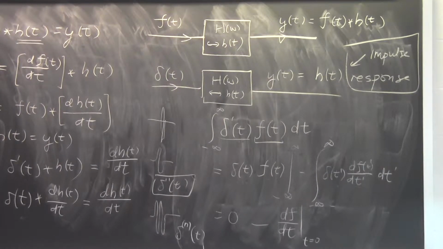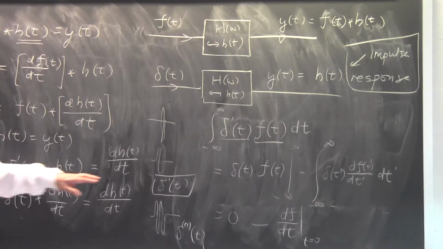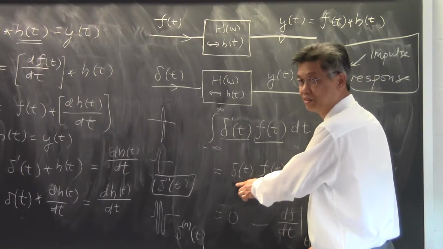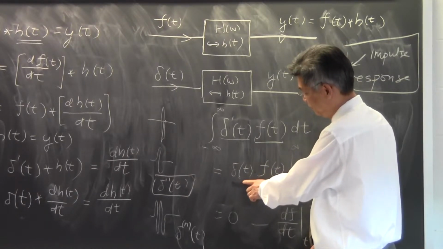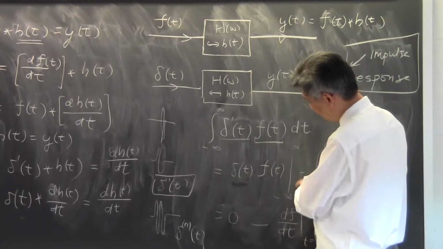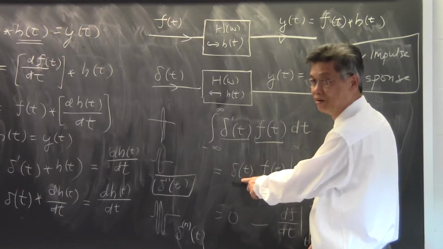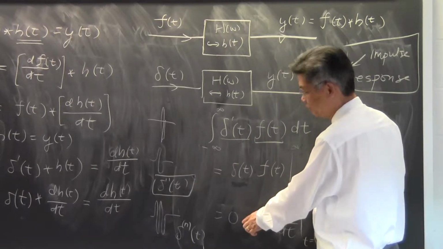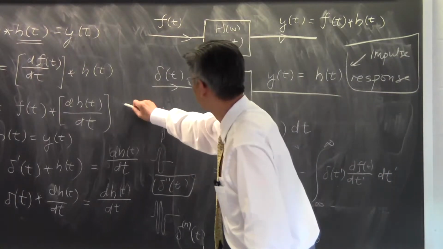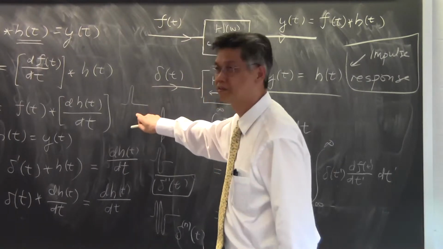Yes? Why is the first term 0? The first term is 0 because the other function is 0 outside its domain. It's only non-zero at t equal to 0. It's 0 everywhere else. So if you evaluate at the two endpoints, this function is 0, so it forces this product to be 0. Okay? You can think of the delta function as a limiting case of this function.